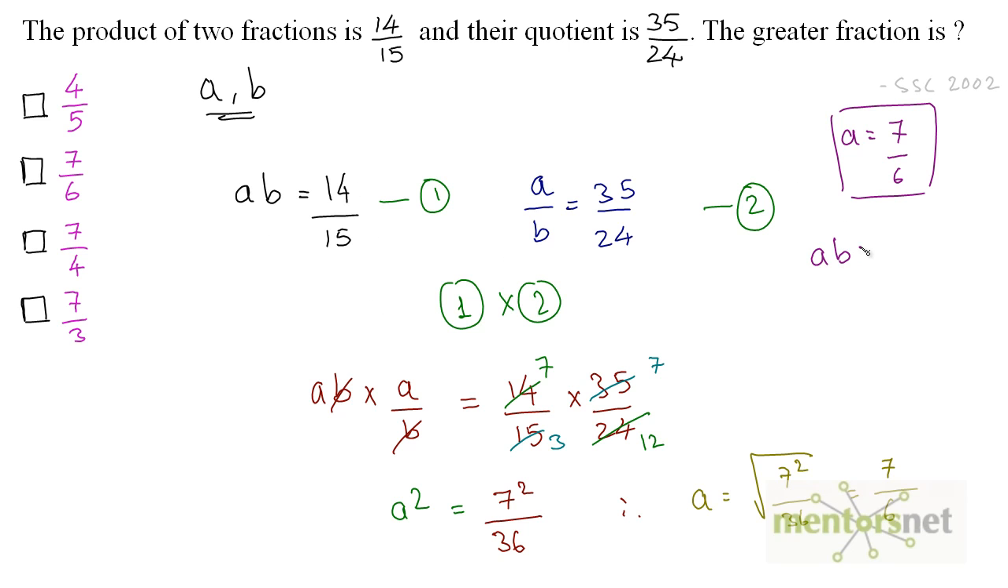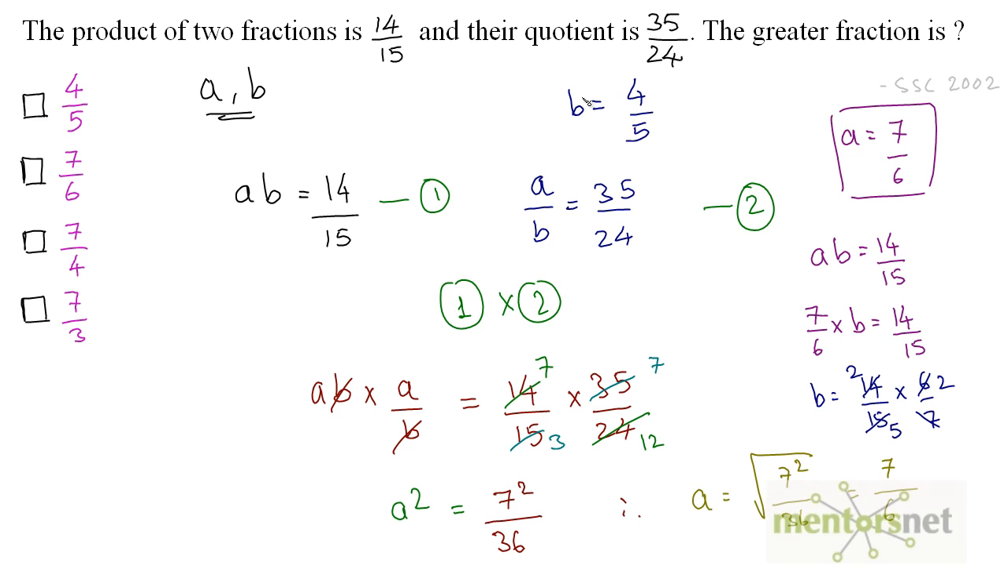So we have AB is equal to 14 by 15 and A is 7 by 6. So it becomes 7 by 6 times B is equal to 14 by 15. So we get B is equal to 14 by 15 times 6 by 7. So 3 times 2 is 6, 3 times 5 is 15. 7 times 1 is 7, 7 times 2 is 14. So B's value is equal to 2 times 2 by 5. So B is equal to 4 by 5.